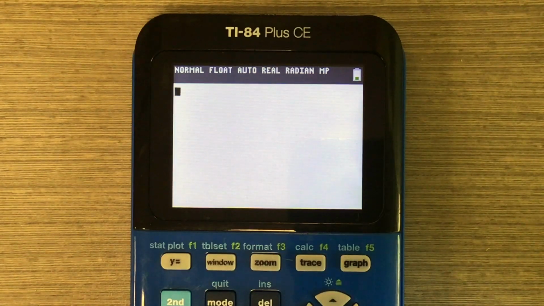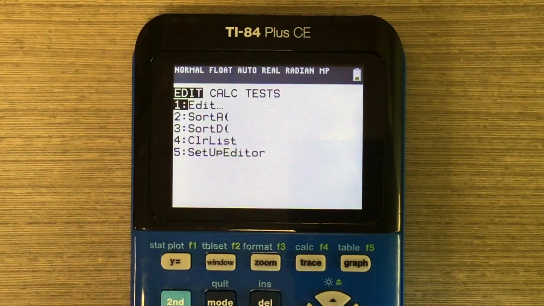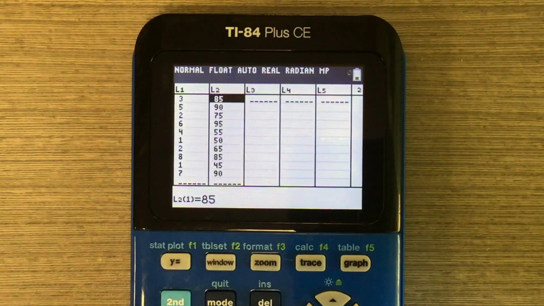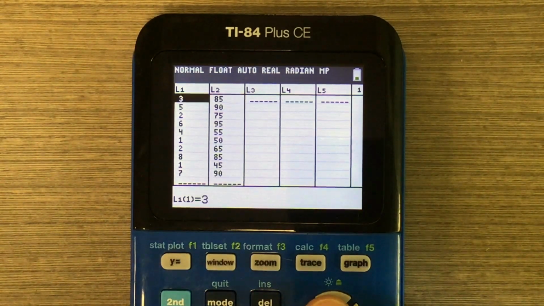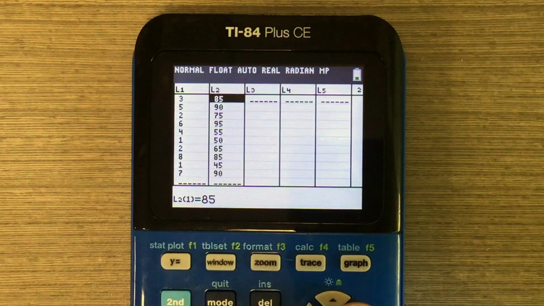So let's see how we can use our calculator to make a scatter plot instead of doing it by hand. The first thing you're going to want to do is go to your lists here and enter in the data. You have to make sure as you're entering it that the pairs, the things that are paired together, remain paired together here. So I have 3 with 85 because the first data point is 3, 85. You can't just throw them in willy-nilly. You will not get the scatter plot you expect to see.